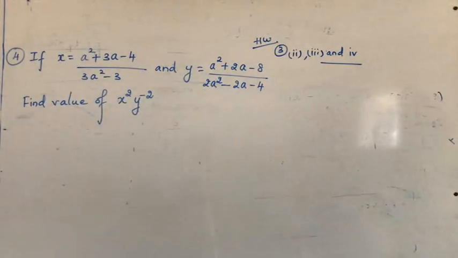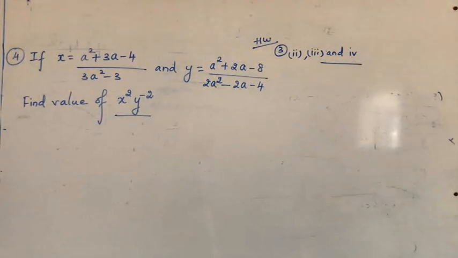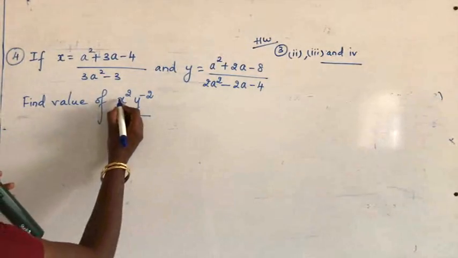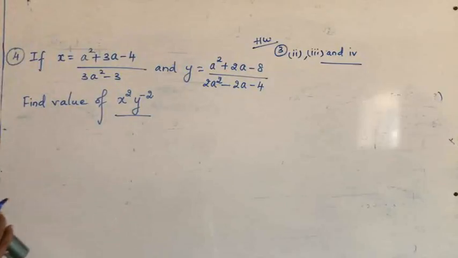You have to find out the value of x square y raised to minus 2. Let's find out the value of x square y raised to minus 2. Now here you people know what is the meaning of x square. X square means just writing the value of x 2 times.